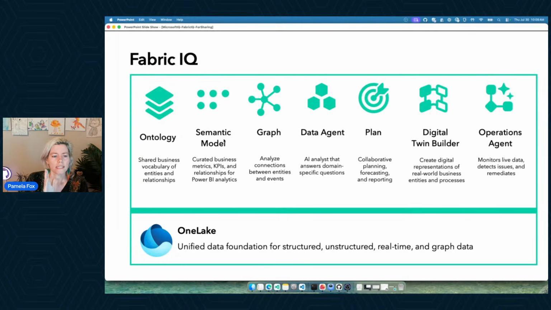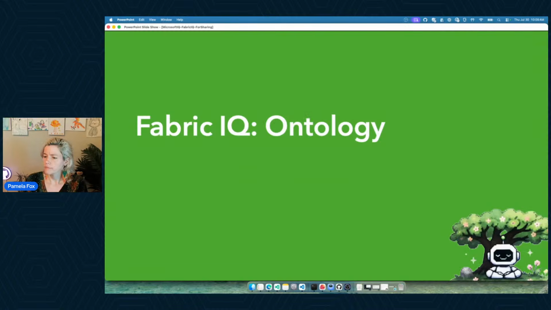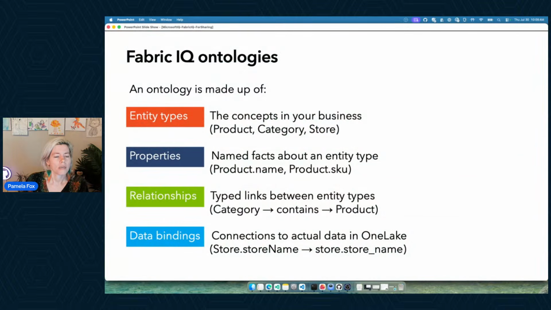So let's dig into these four components of Fabric IQ. We're going to start off with ontology. An ontology is a way to describe the data that we have in our OneLake and to give it a richer description so that our agents can understand it better, right?